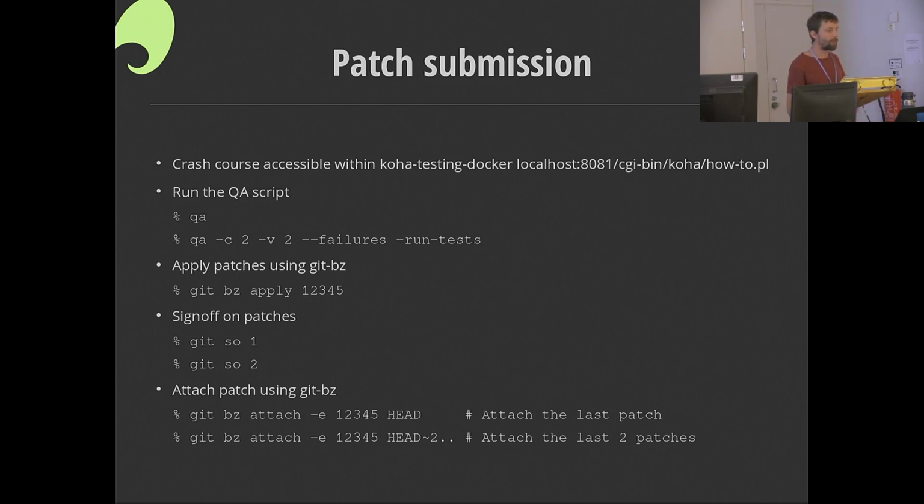There is a crash course that will guide you over the different steps. It's embedded into KTD. Those are some aliases and commands you can run. So run the QA script before submitting the patch. It will catch errors or coding guideline violations. Use git bz to apply patches locally or to attach them to the bug report, and some Git aliases.